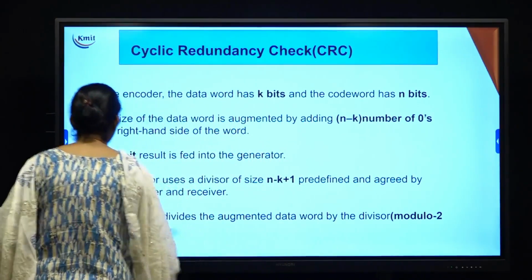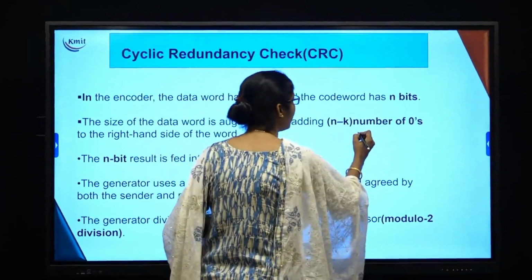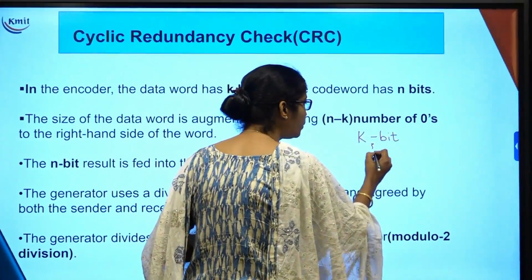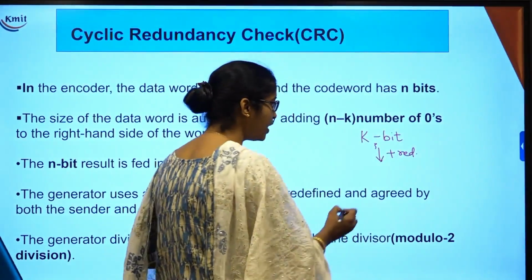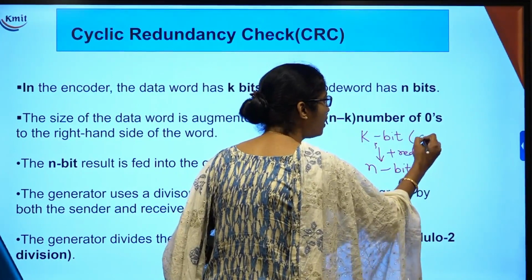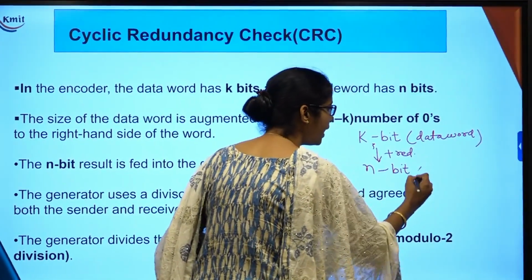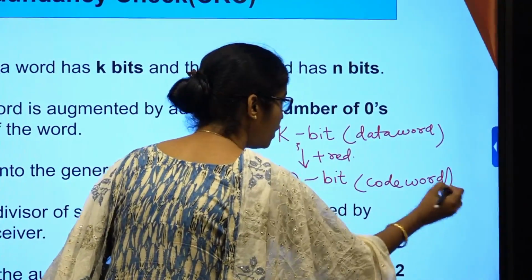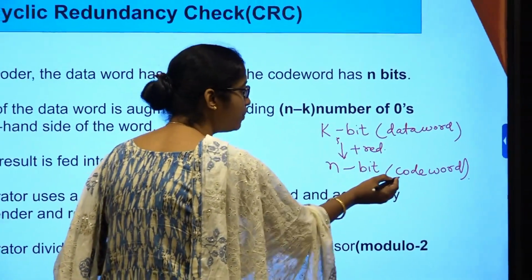So let me show you that we have a k-bit word that I have to transmit. To this k-bit, I am adding some redundant bits, redundant information to make it a n-bit word. This is called as a data word that I would like to transmit, and the n-bit word is a code word which I would like to transmit. So a k-bit word along with redundant information will become a n-bit code word.